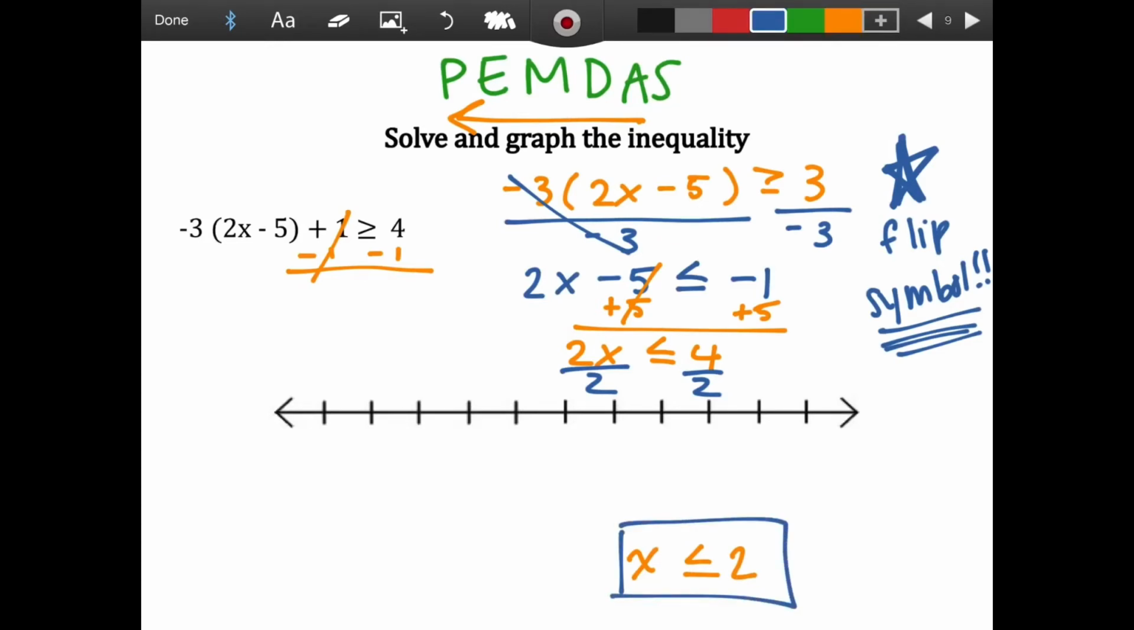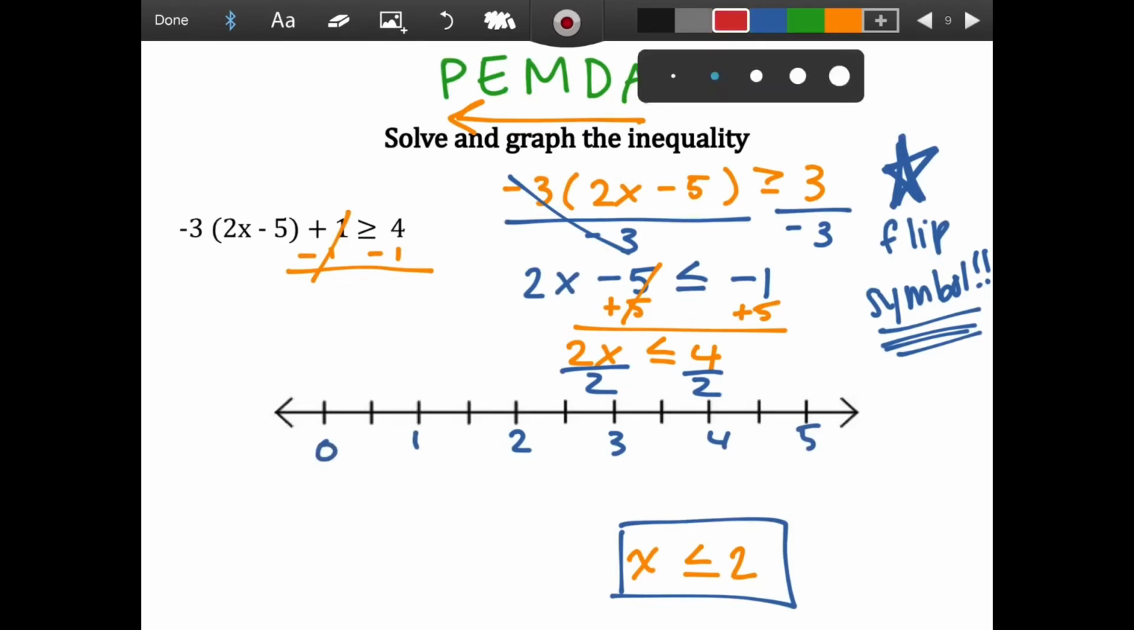When you have your x values, your range of solutions, you can plug back into the original and make sure that it works. So now when we graph, we have 2, 3, 4, 5, 1, and 0. X is less than or equal to 2. Less than or equal to means that we have a closed circle at 2, and we're shading everything to the left all the way to negative infinity.